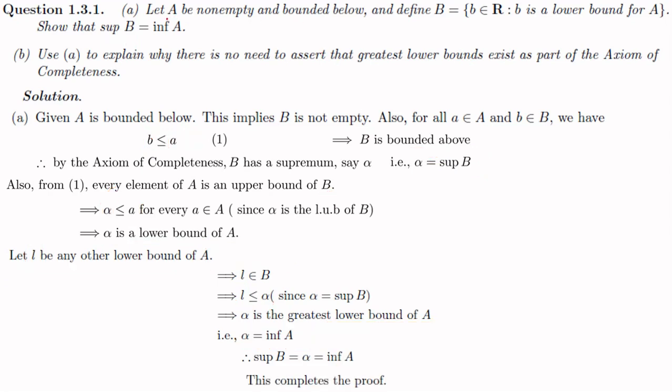Here what we have seen is that if A is non-empty and bounded below, then infimum of A is equal to supremum of some other set B. So this is the reason why in the axiom of completeness, it is not specified that if the set A is bounded below, then it has a greatest lower bound. The reason is that if it is bounded below, then the infimum of A can be expressed as the supremum of some other set B. So this gives a clarity to part B.